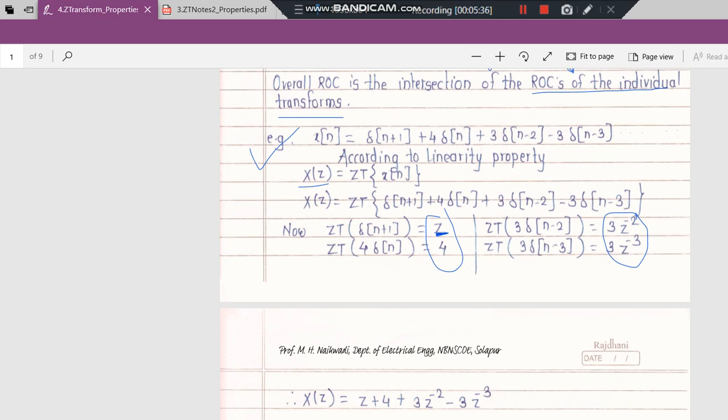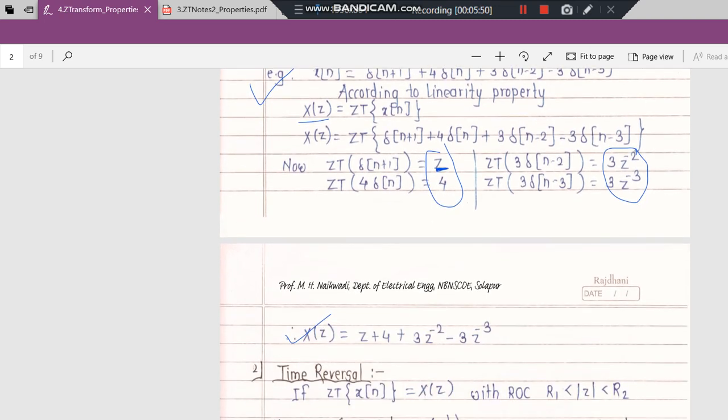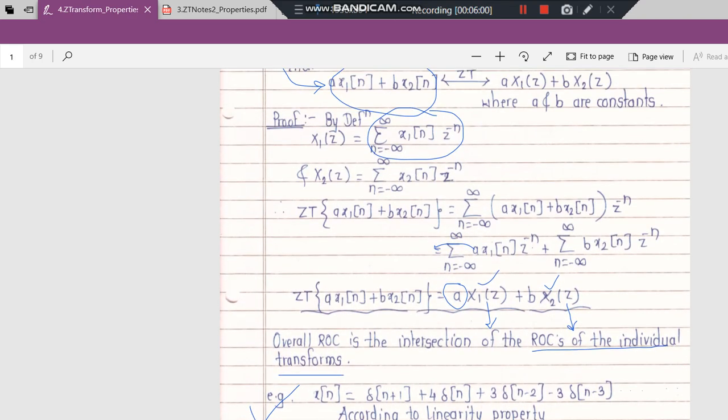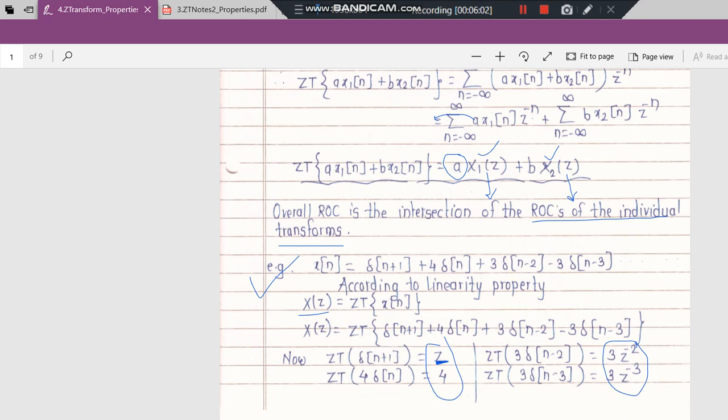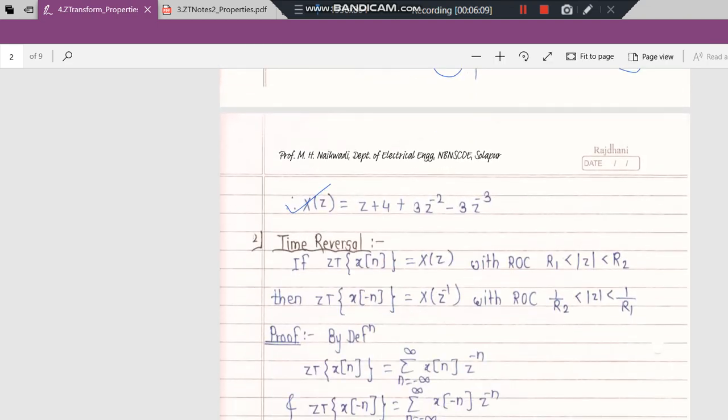Okay, so if we combine this now using the linearity property, we can write the Z transform of the combination of all the signals. So the overall Z transform of the combination of these four signals will be simply X of z is equal to z plus 4 plus 3 into z raised to minus 2 minus 3 into z raised to minus 3. Okay, so this is how we can use the linearity property in order to find the Z transform of a combination of different signals. So this property can be used in this fashion.